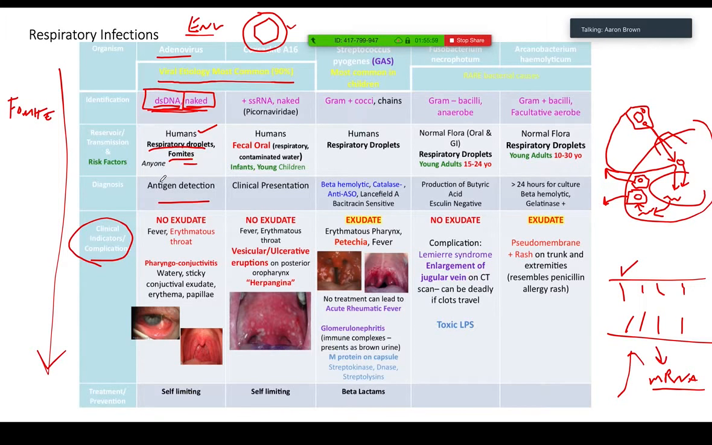In terms of diagnosis, you can detect the antigen of adenovirus. For the most part, we're not going to bother with trying to diagnose this through lab work. This is just such a common virus that antigen detection, yes, is a possible way, but it's not really necessary. Big things here. As a rule of thumb, when you have viral infections, you don't see exudate. What is exudate? Think of a neutrophil.